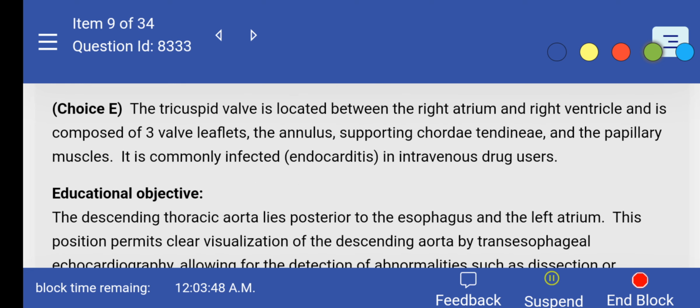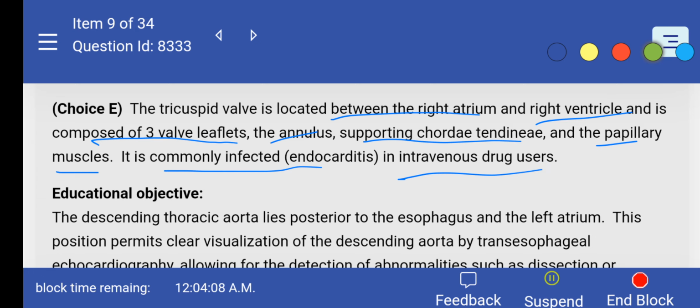syndrome. The tricuspid valve is located between the right atrium and right ventricle and is composed of three valve leaflets, the annulus, supporting chordae tendineae, and papillary muscles. It is commonly infected, that is endocarditis, in IV drug users.